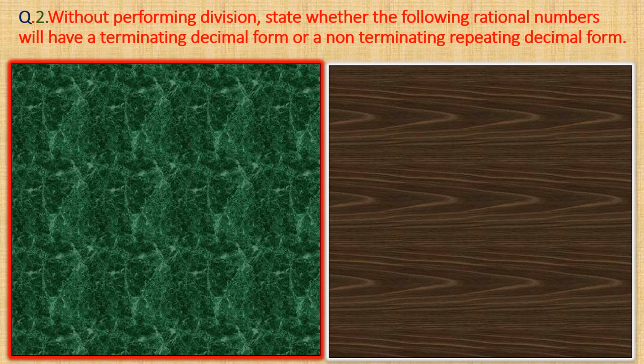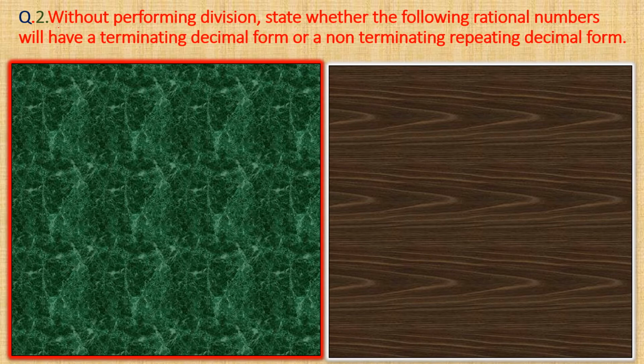So here is your second question. Without performing division, state whether the following rational numbers are terminating or non-terminating repeating. Here, non-terminating repeating are only the rational numbers; non-repeating are irrational numbers. You should be perfect, you should know that.